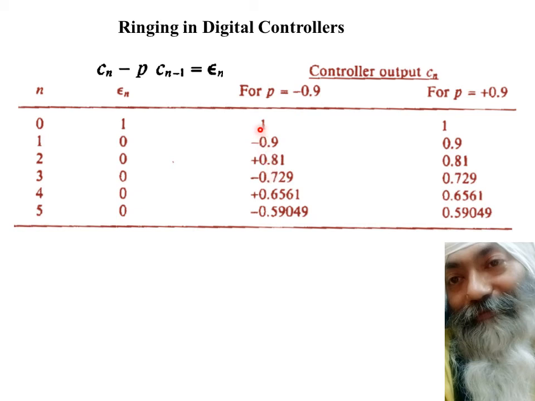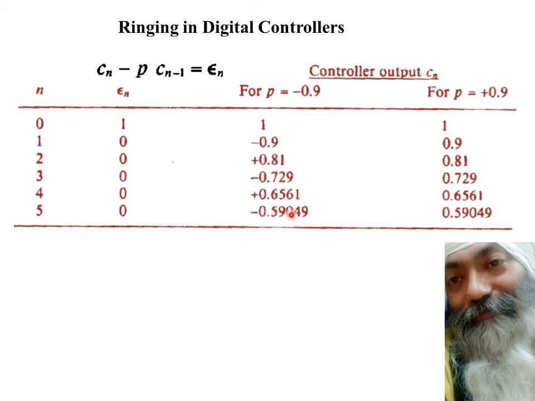This phenomenon of the output moving from positive to negative to positive to negative so frequently is called ringing. The controller is said to be ringing, whereas for the positive pole of, let us say, 0.9, here you see the output is changing, no doubt, but it is changing smoothly from 1 to 0.9 to 0.8 to 0.7 and so on and so forth. And we will see this in the next slide graphically also. This controller is not ringing because it's changing smoothly, and here the output is changing after every one sample.